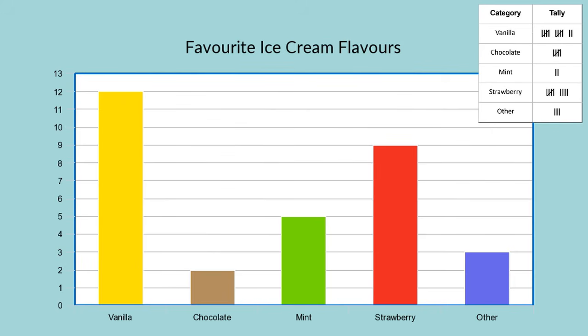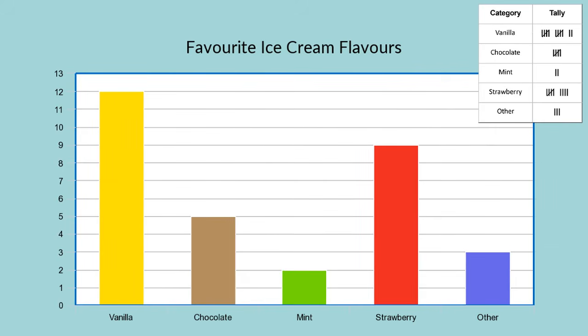I hope you noticed before I did, I mixed up the chocolate and the mint bar. They should look like this instead. That's better. Now we've got a proper bar chart that's accurate. Remember from yesterday, every bar chart has got a title, it's got a numbered scale, it's got bars, and it's got labels.